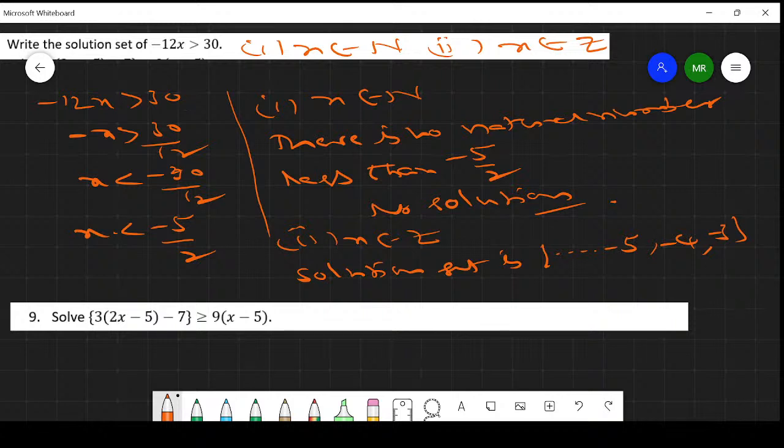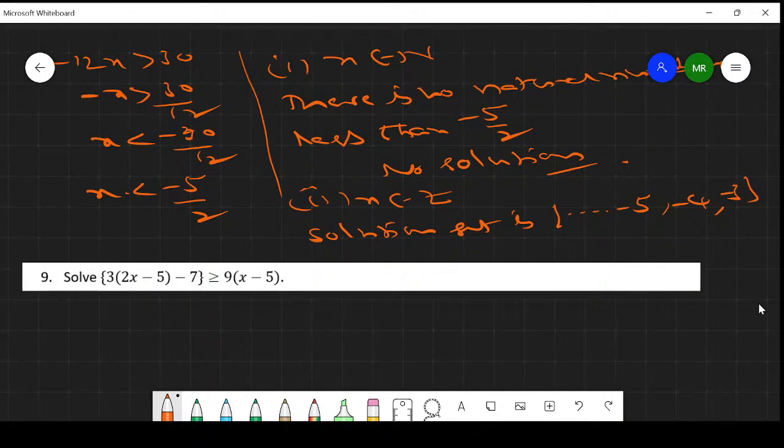Since x is an integer, we should be careful. Suppose they didn't mention integer or natural number. Then your answer, x less than minus 5 by 2, means x belongs to the open interval minus infinity to minus 5 by 2, if x is a real number. Ninth one.